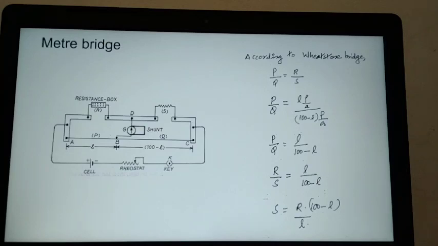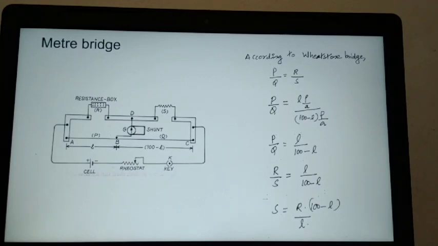See, the cell is connected to a rheostat. What is a rheostat? A rheostat is a variable resistance, which you can also find in the lab. You can adjust its resistance, the mechanism that you learn in your practical classes. So remember, a rheostat is a variable resistance, and you can adjust the resistance in the circuit by adjusting it. You can also find a resistance box from where you can keep a particular value of resistance, and the conducting wire having lengths L and 100 minus L.